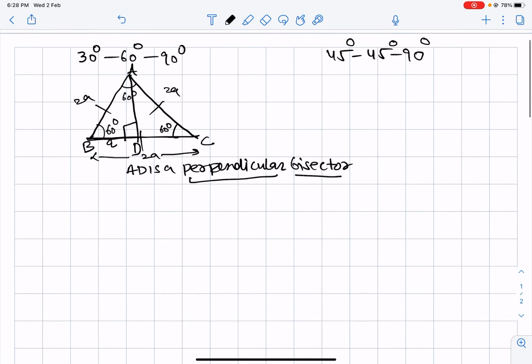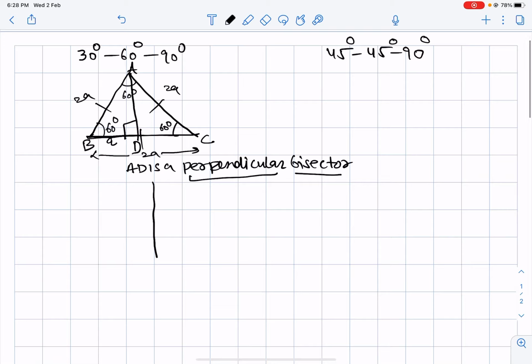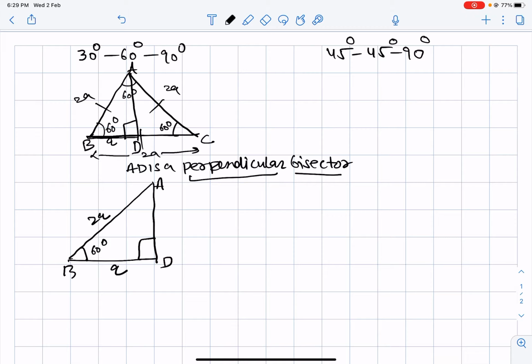So I'm going to draw half of this triangle. So if I draw half of this triangle, we have A, D, and B, and here we have a 90-degree angle because we had AD as a perpendicular bisector. Now from this diagram you can see BD is a, and AB is 2a, and also this angle B is 60, and as you know, the sum of the angles in a triangle is 180, so this is 30.